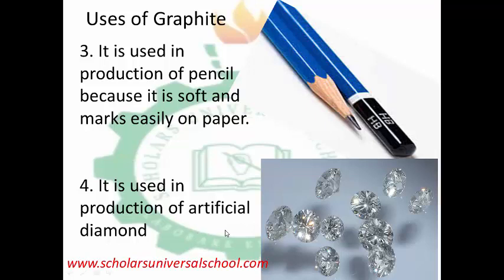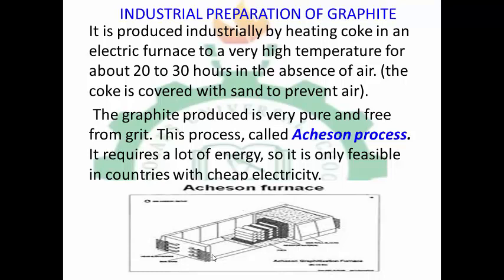Then it is used in production of artificial diamond, just as we see here, these are artificial diamonds. So graphite can be used to produce artificial diamond by heating it at very high temperature and pressure.